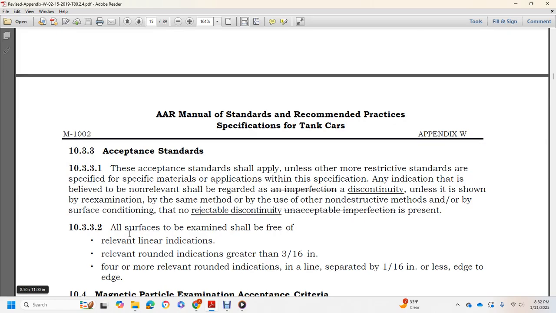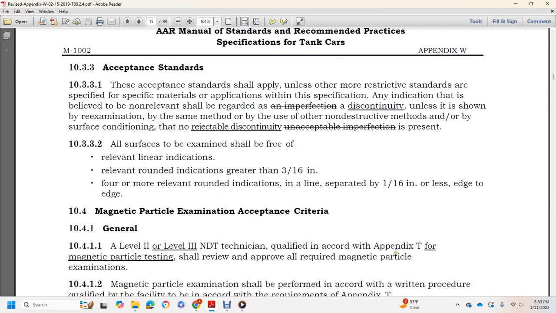for the application specification. Indications believed to be non-relevant shall be regarded as discontinuities unless it is shown by re-examination, by the same method or by another non-destructive examination or surface conditioning, that no rejectable discontinuity is present. All surfaces examined shall be free of relevant linear indications, relevant round indications greater than 3/16 inch, and four or more relevant round indications in a line separated by 1/16 inch or less edge to edge.